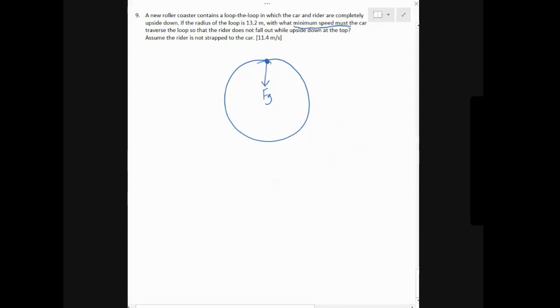So there's no normal force, and the only force acting on this car is the force of gravity. And at that point, the object is traveling at the minimum speed required to make it traverse the circle, the loop. Make sense? If you were going any faster, then you would start to feel a normal force. Or in the case of the ring on the string, then you would start to feel tension in the string. But we want the minimum speed, which means at this point, there's only a force of gravity.